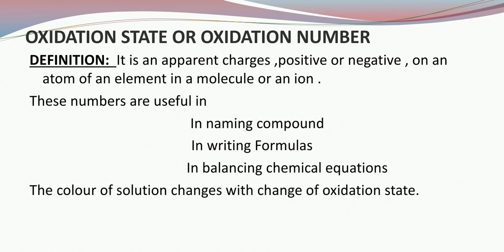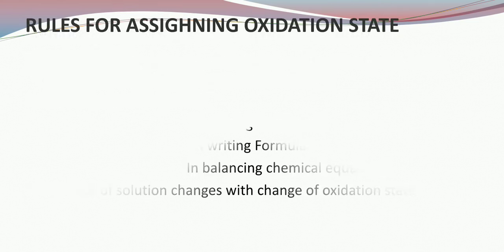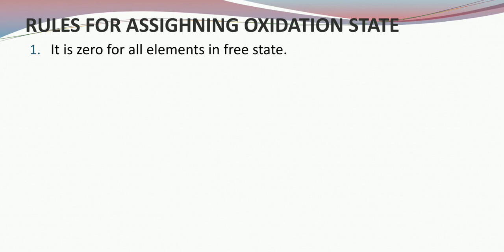The color of a solution changes with a change of oxidation state. There are some colored compounds which show color changes when the oxidation state is changed. There are some rules for assigning oxidation state.